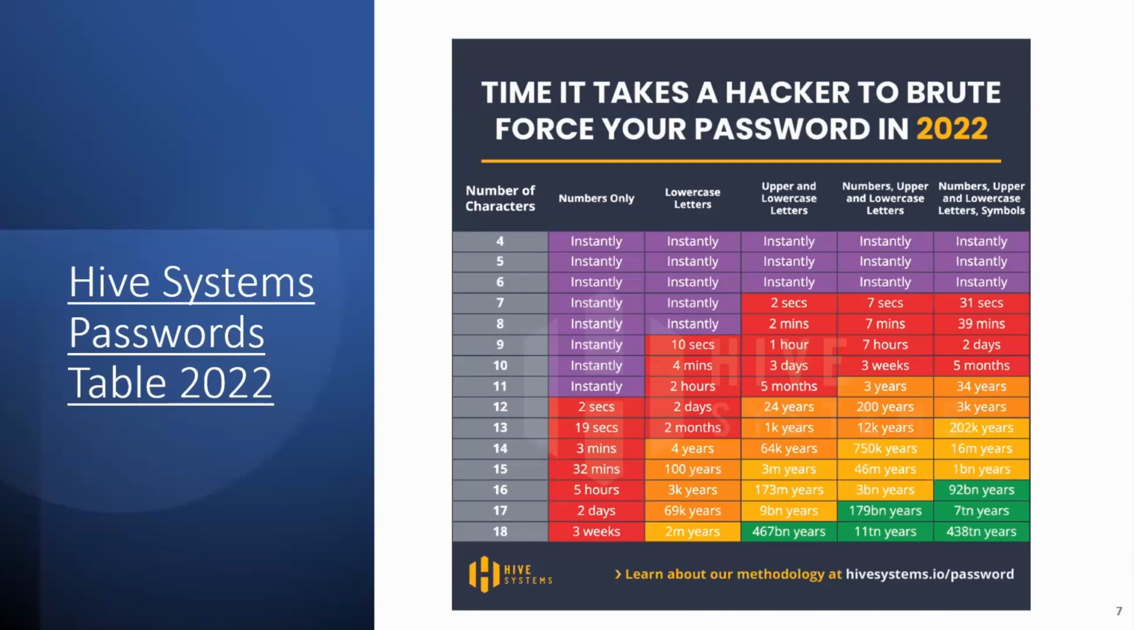All right. So here I'd like to show you what is called the Hive Systems password table of 2022. This group of people identified how long it would take for an attacker or a hacker to get access to your account, based on your characters, and if you have a combination of letters, symbols, numbers, etc. And what we identified, of course, as we recommended, using 12 characters, minimum at least 12, with numbers only, an attacker could easily get into your account within 2 seconds.